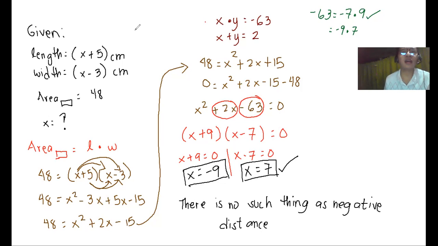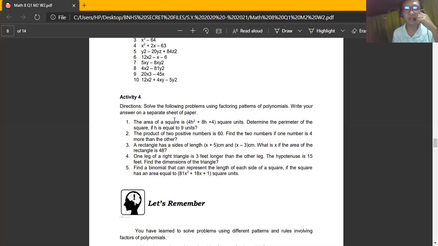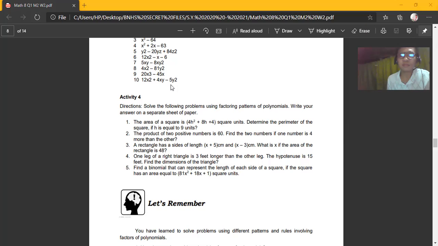All right, so we are on number 4. Let's go to number 4 and read the problem. One leg of a right triangle is 3 feet longer than the other leg. The hypotenuse is 15 feet. Find the dimensions of the triangle. Let's go back to our whiteboard. Erase.